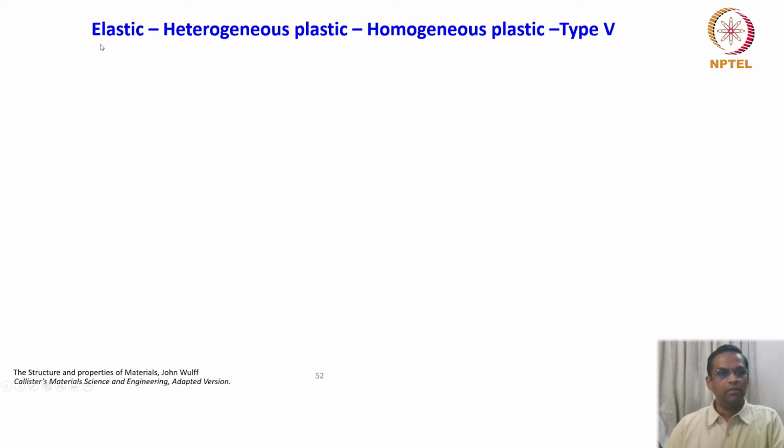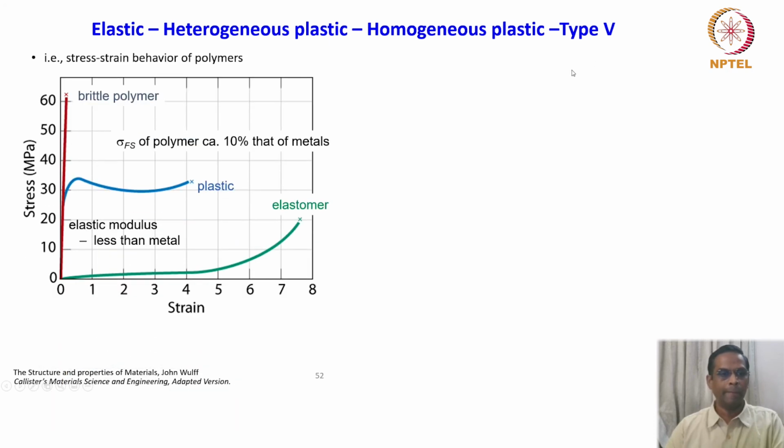So the type of tensile deformation which we are going to see is in line with the previous classification. This is elastic, heterogeneous plastic, and then homogeneous plastic. So this is the typical behavior: elastic, heterogeneous plastic, and then homogeneous plastic. Okay, so we are talking about only this, and the other two we have already seen. Linear we have already seen, and this one we are going to see now.